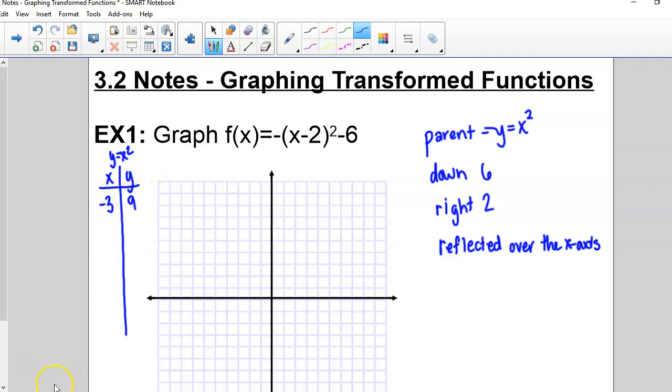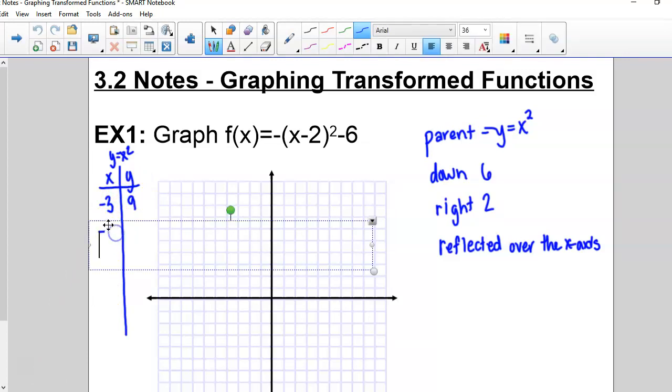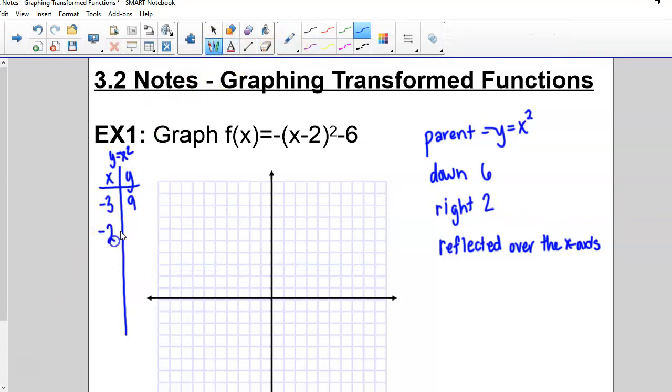It's 9, right? Negative 2 squared is 4. Negative 1 squared is 1. 0 squared is 0. 1 squared is 1. 2 squared is 4. 3 squared is 9. Okay? These are the points of the parent graph for y equals x squared.